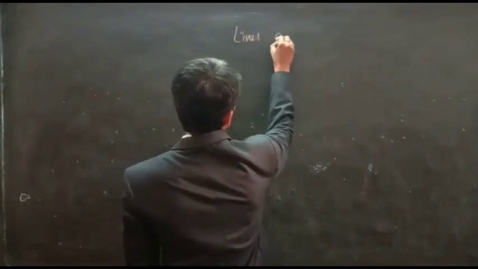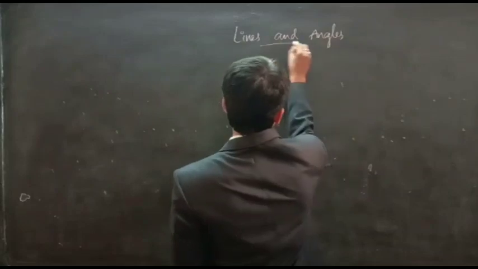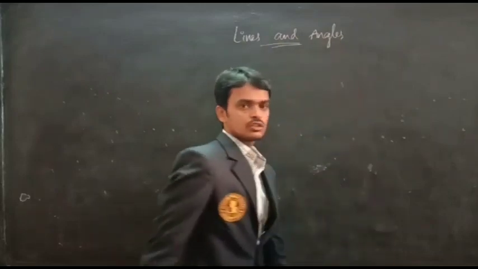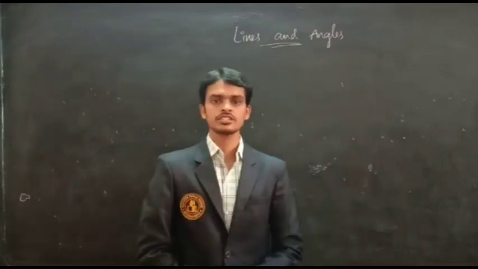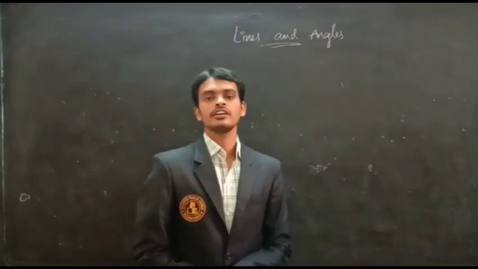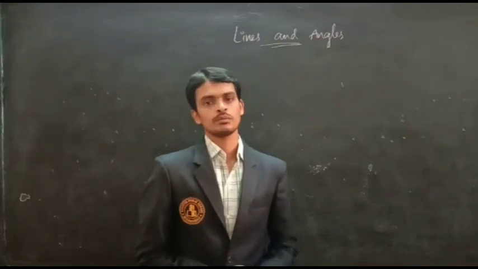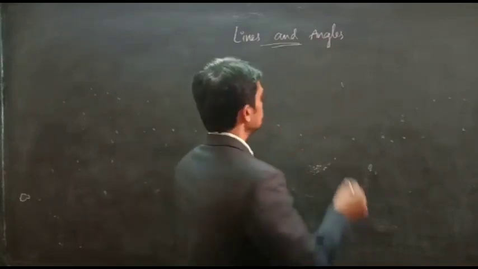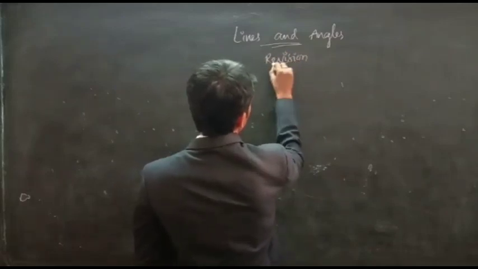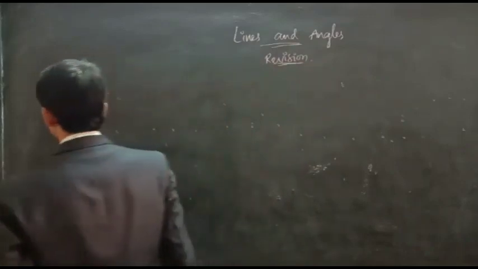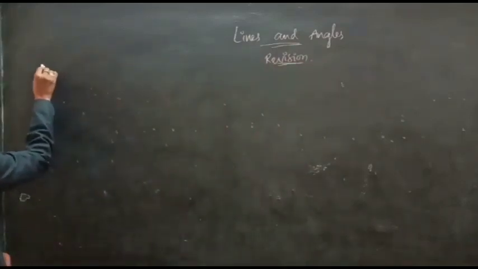So we are revising the topic. The topic name is lines and angles. In the previous parts we discussed lines and angles, the introduction and some types of problems. I hope you understood the problems. Today we are going to revise this topic. So first, point.